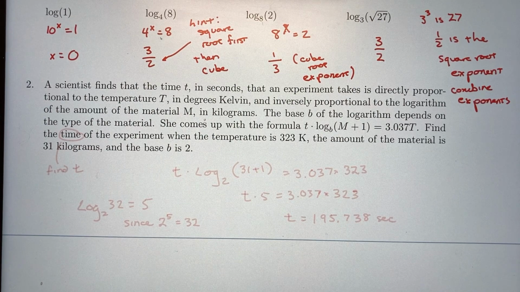A word problem. Time, little t. Temperature, capital T. Fine. We got two t's in there. The base of the logarithm depends on the type of the material. So log base b, and b is apparently 2 in this problem. So let's fill in all the numbers that we know. We're looking for, apparently, find the time. Find little t. So everything else should be a number. B is 2, M is material, 31.